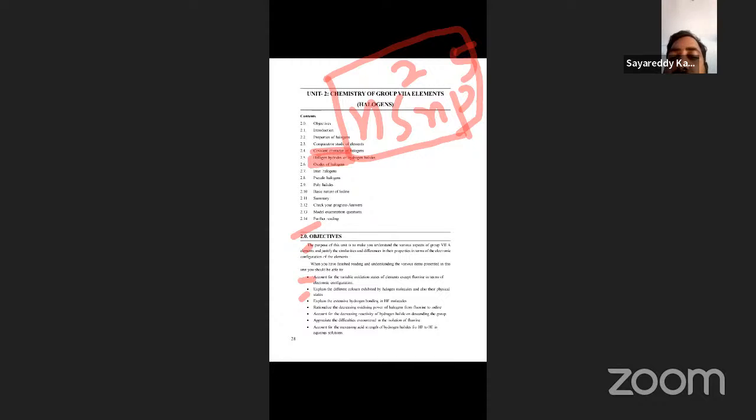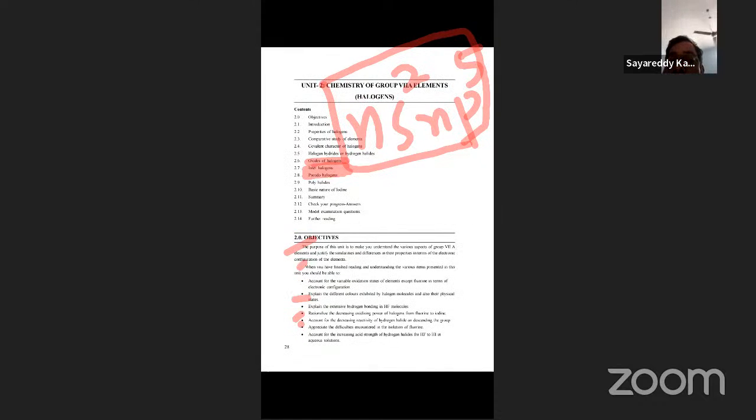Next, account for the decreasing reactivity of hydrogen halides descending the group, HF, HCl, HBr, HI, in decreasing order of reactivity. Also explain the difficulties encountered in the isolation of fluorine. Isolation means extraction of fluorine. So what are the difficulties in the extraction of fluorine?